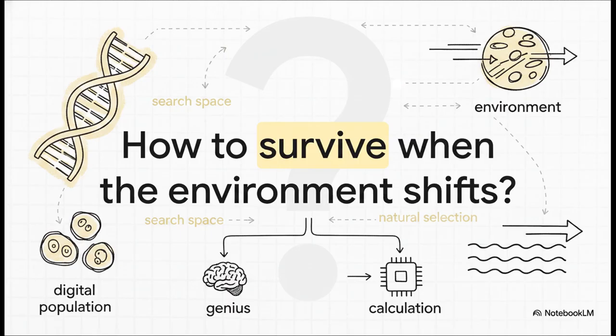But since different parts of a search space have different characteristics, and the real world certainly isn't static, it leaves us with one pretty provocative question. If we model our algorithms entirely after biology, how will our digital populations survive when the environment, the very parameters of the problem itself, shifts right beneath their feet?